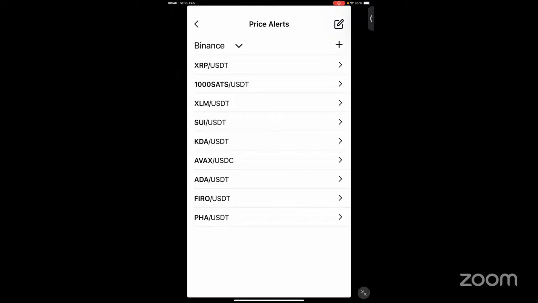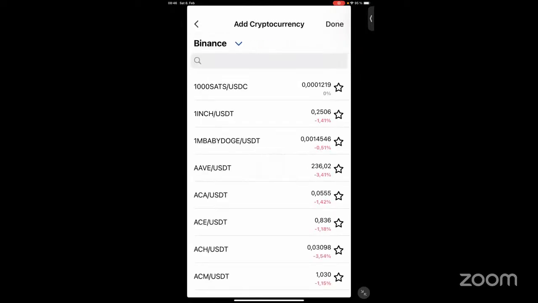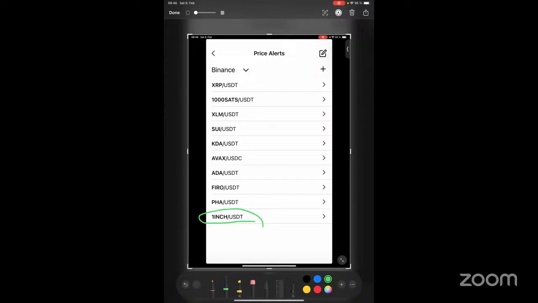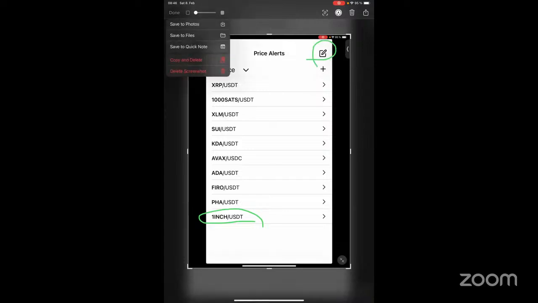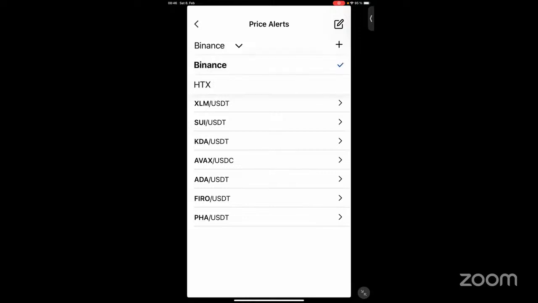Now let me teach you how to add. For instance, if I want to add a coin and keep track of it, I just tap on the plus sign, and let's say 1inch USDT. I just tap on done, then voila, it's added. It's just simple clicks. If I want to remove, I just tap on the edit button, then delete. It's successfully deleted. I tap on done. Unfortunately, it's only available for Binance and HTX. If you want the rest of the exchanges, kindly ask the Royalq support.